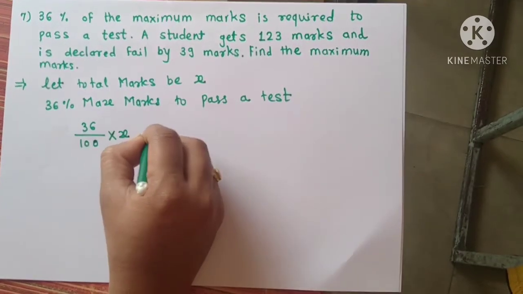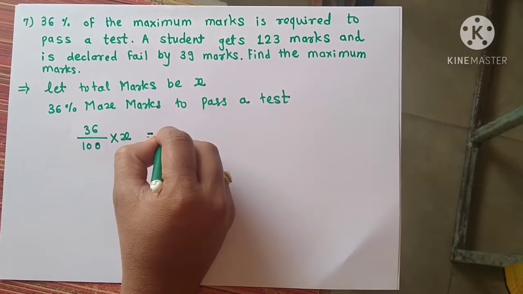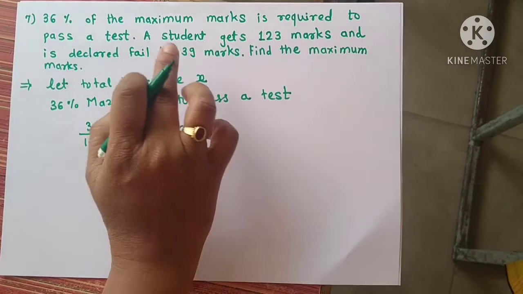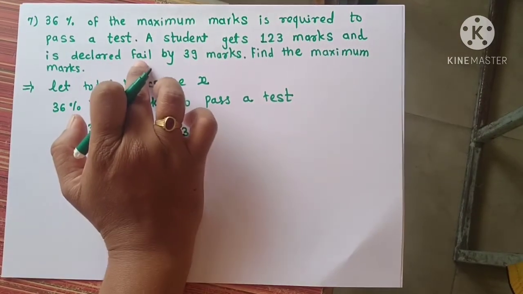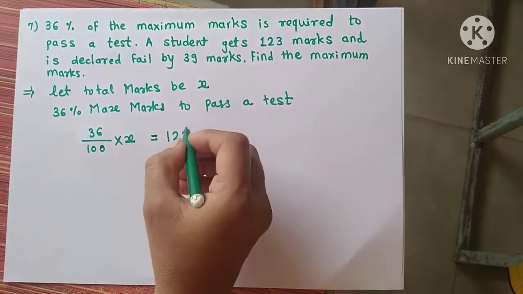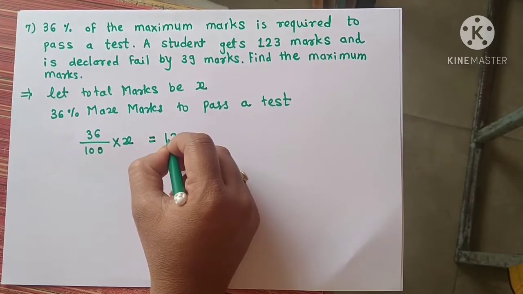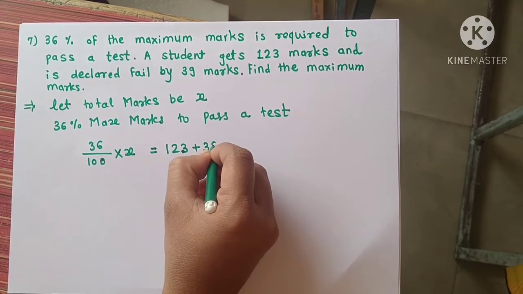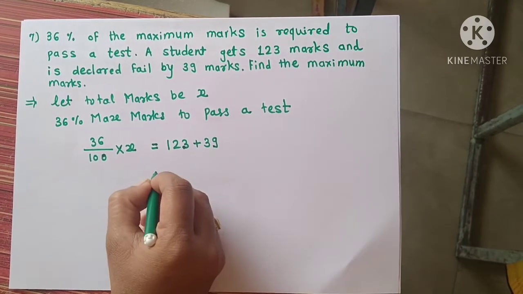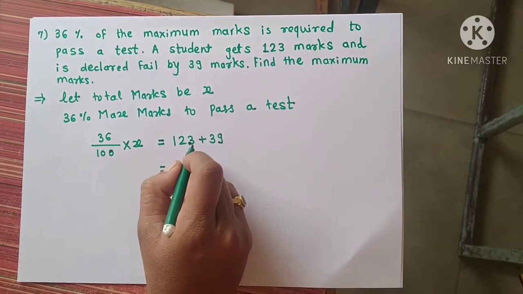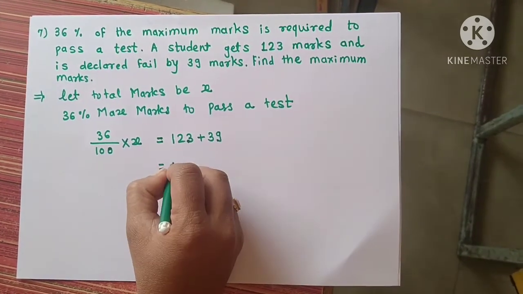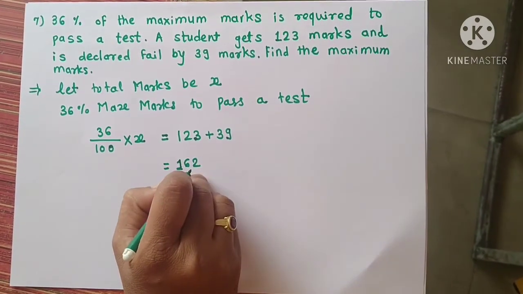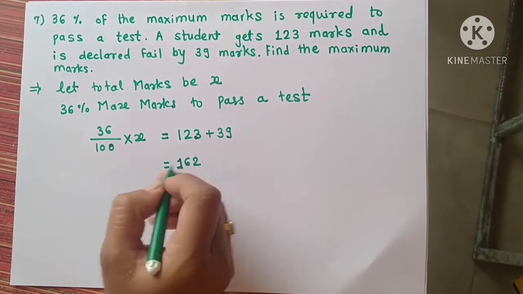Consider x is equal to... that particular student gets 123 marks, and he was declared failed by 39 marks. So how many marks does he need? That is, 123 marks he already gets and plus 39 he requires to pass. So 123 plus 39 means how many marks does he need to pass? That is 162 marks he needs so that he can pass the exam.